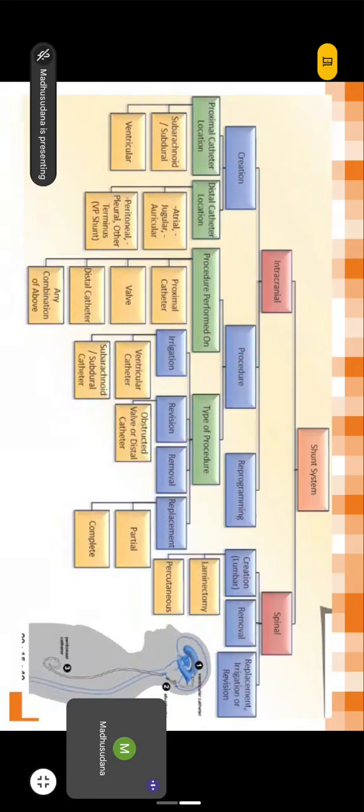These are the procedures. It's a shunt system, intracranial or spinal. You have to check where exactly it is placed. It's a creation procedure, or reprogramming intracranially. Check the proximal catheter location, the distal catheter location: subarachnoid, subdural, or ventricular. Distal may be atrial, jugular, auricular, peritoneal, pleural, and other terminus like a VP shunt.